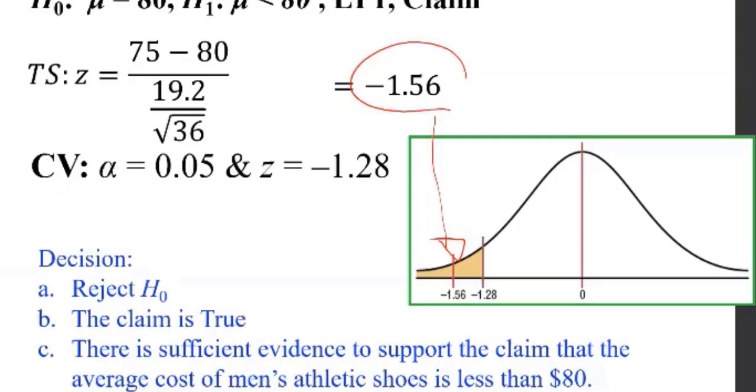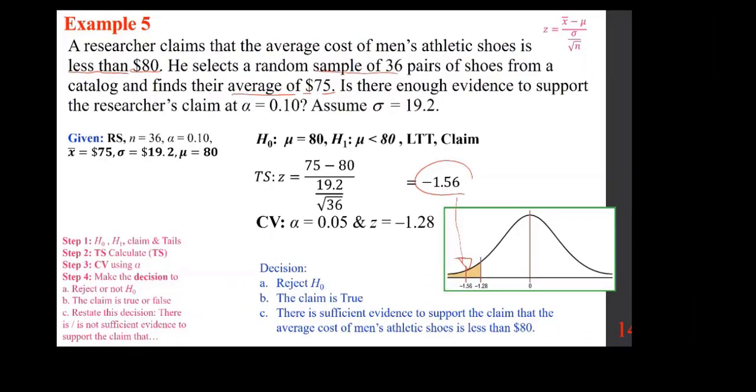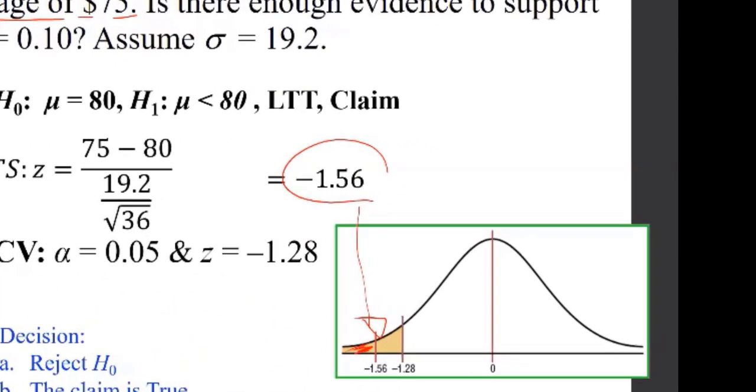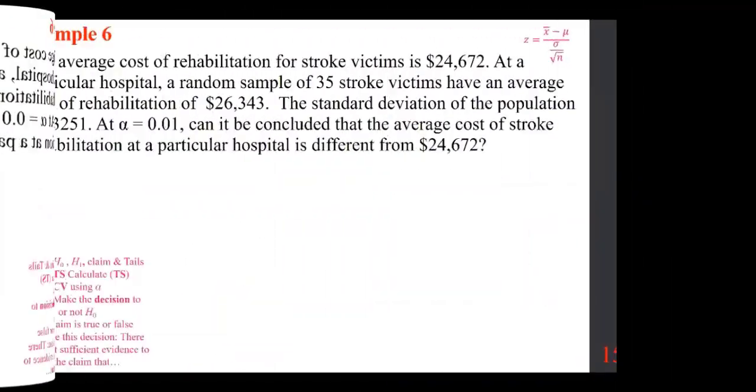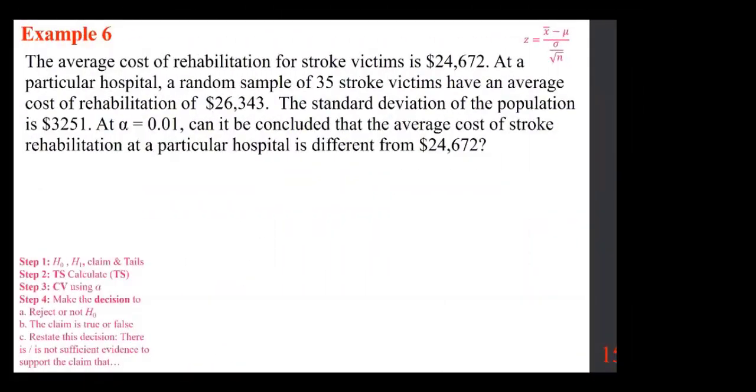If I were to do the p-value, that's important for everybody to see. That's why in the previous example, I asked what happens when we change the alpha. If we were to do the p-value, alpha is 0.05. The p-value is the area to the left of negative 1.56. If I want to go with the p-value, this area would be the p-value. And clearly, this area is less than alpha. So you reject H0.